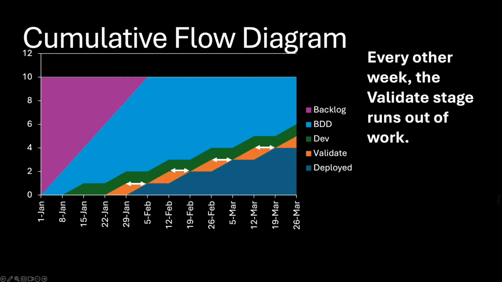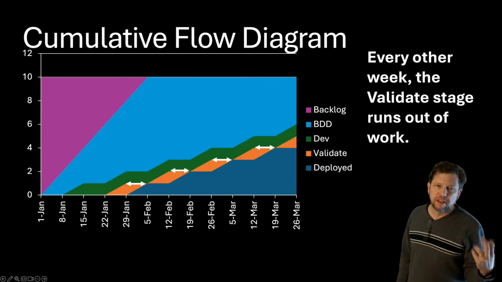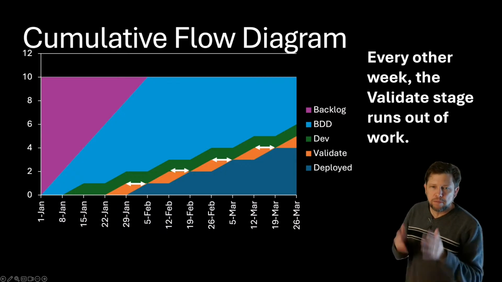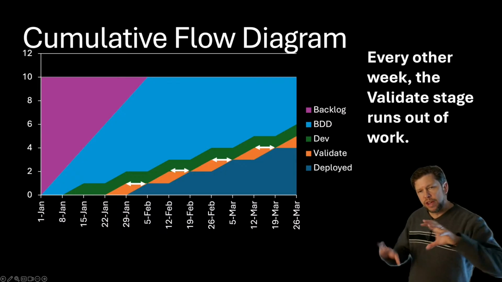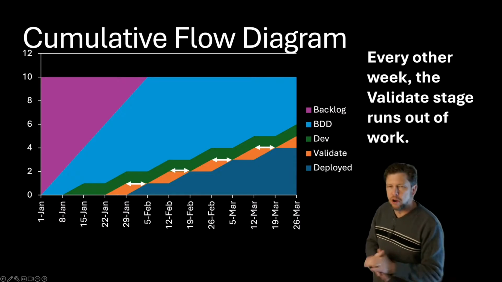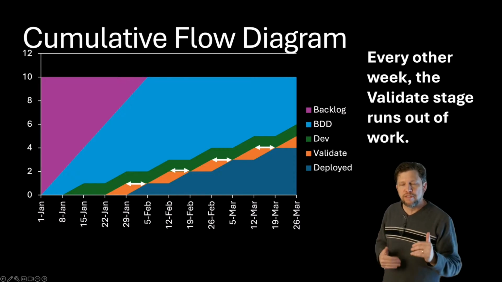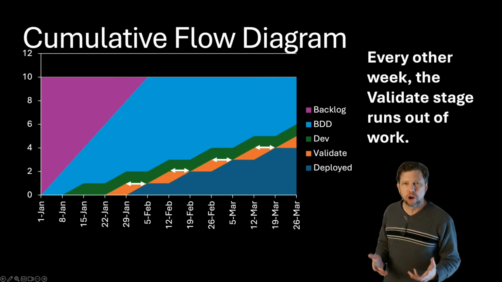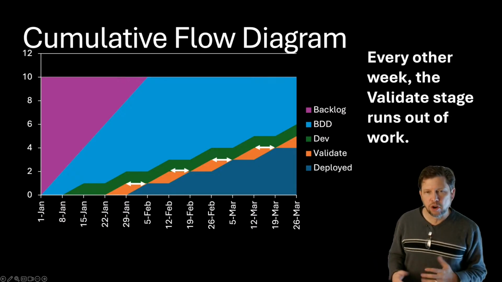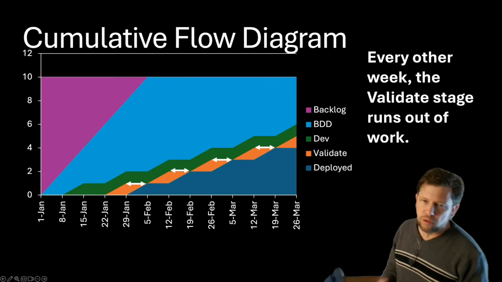Now, every other week, the validate stage runs out of work, right? Because they're waiting for something from dev that takes 2 weeks, and when they get it, they complete it in 1 week. So that's showing where that orange comes down to 0, and this is where the lines angling make it a little bit harder to see what's going on. But that particular stage, the validate stage, is starving for work. There's capacity there, at least based on how we had worked before, that isn't being used. We're not getting smooth flow through that.